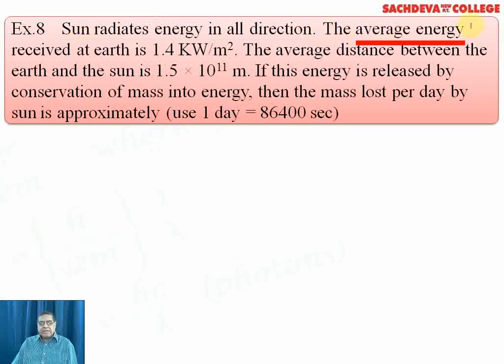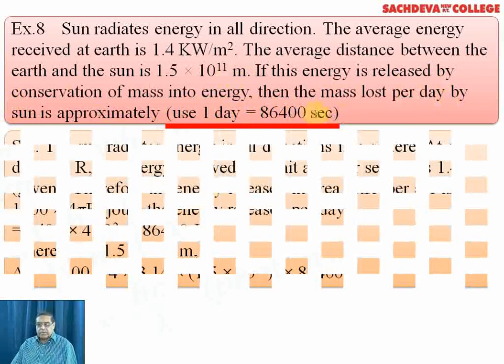Now our question is that the Sun is radiating energy in all directions. The average energy received at Earth is 1.4 kilowatt per meter square. In a unit area, we get energy as 1.4 kilowatt. The average distance between Earth and Sun is also known. If this energy is released by the conversion of mass into energy, then the mass lost per day by the Sun is approximately how much, where one day can be taken as 86,400 seconds.